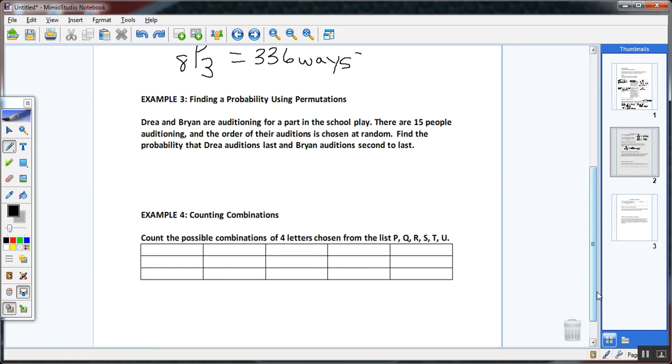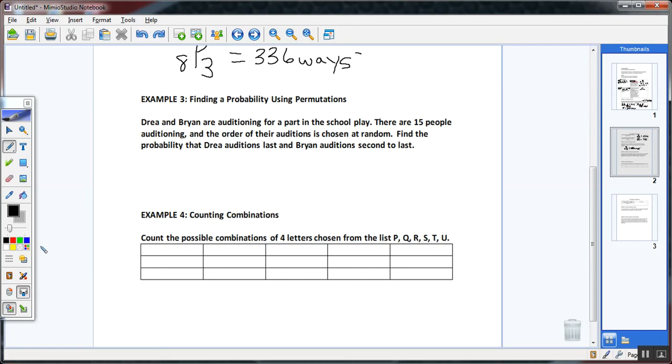Second to last. Well, there's only one way that can happen, right? They have to be the last 2, and there's only one way that can happen. They have to be in that position, and the other one has to be in the other position. You guys agree with that? Yes. So second to last and last. It's only one way that can happen.